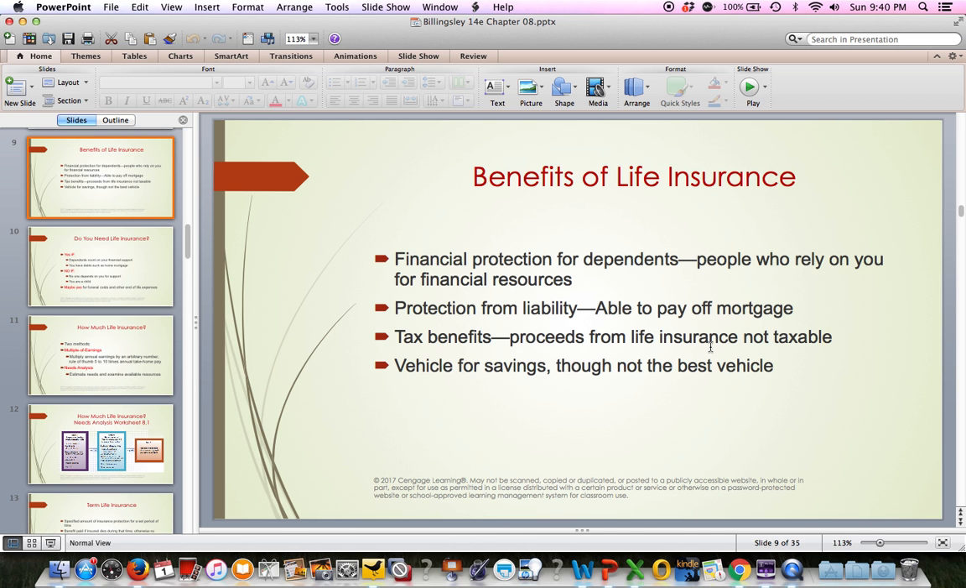Benefits of life insurance: financial protection for your dependents. That's the whole purpose of getting it. Protection from liability. So if a wage earner passes and you now have a life insurance benefit, you can use that to pay off bills. You don't have to worry about paying a mortgage anymore. That's taken care of through life insurance. The proceeds are not taxable, which is fantastic. Life insurance can also be a savings vehicle. Although not the best savings vehicle, it still can be used for an element of savings.